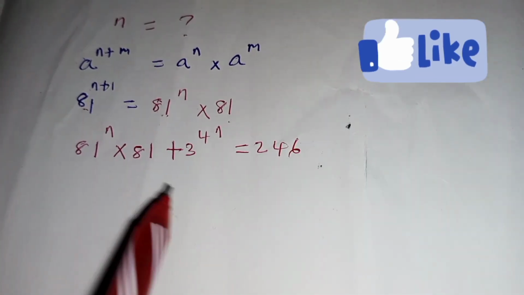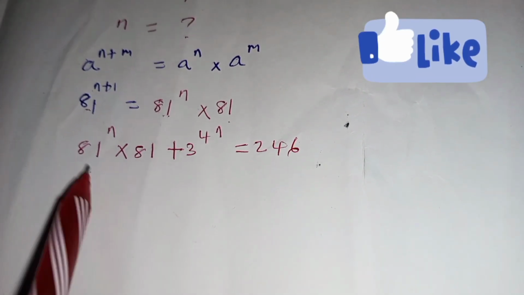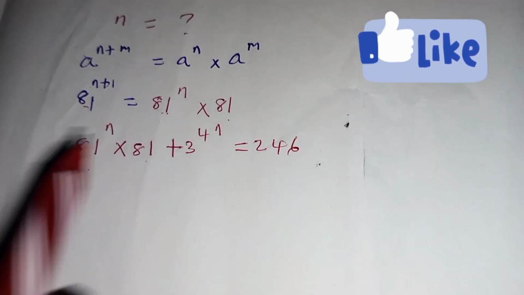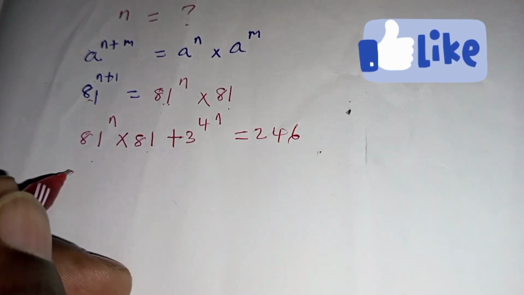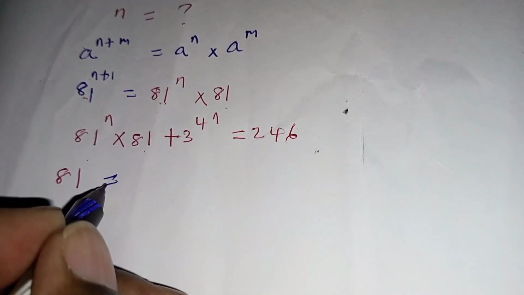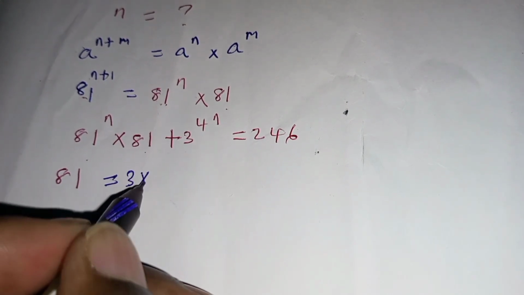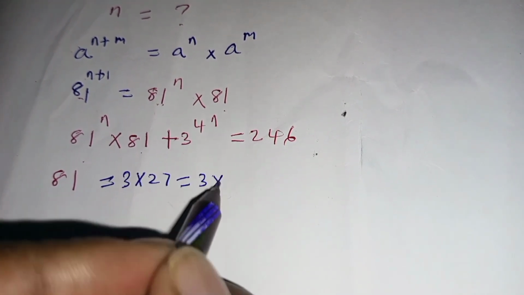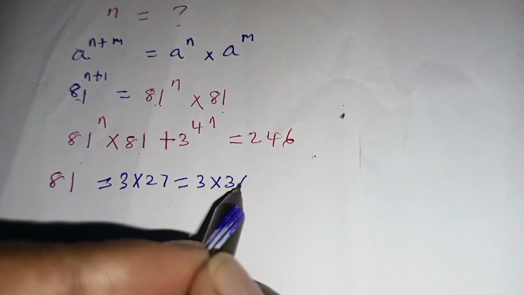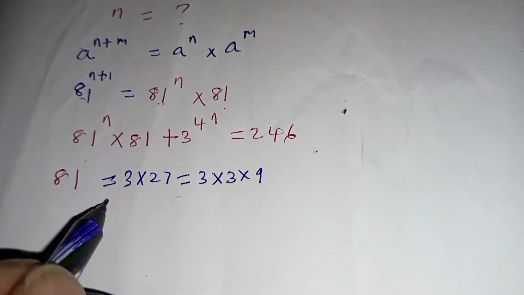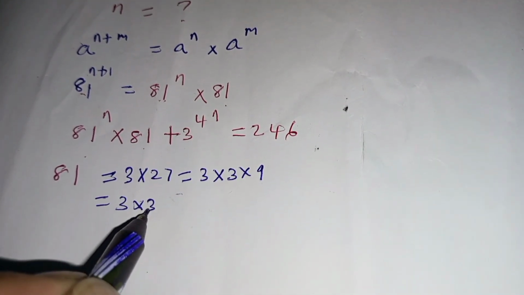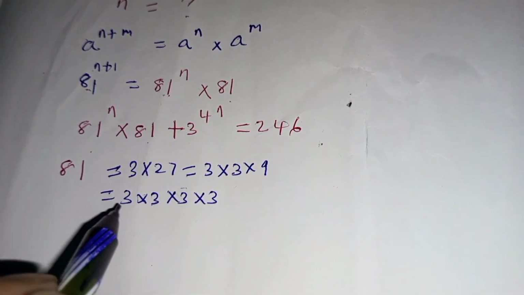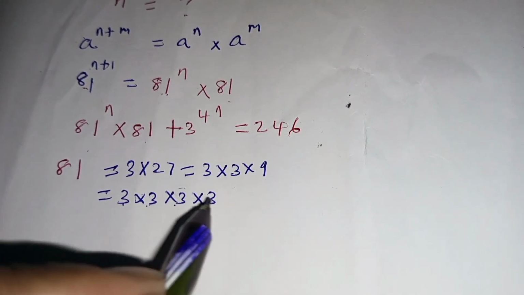Then when you look at this question, we have 81 here and here we have 81. We have 3^(4n). So we can express 81 in terms of 3. 81 divided by 3 is 27, and 27 divided by 3 is 9, and 9 divided by 3 is 3. So 81 is the same as 3 multiplied by 3 multiplied by 3 multiplied by 3.